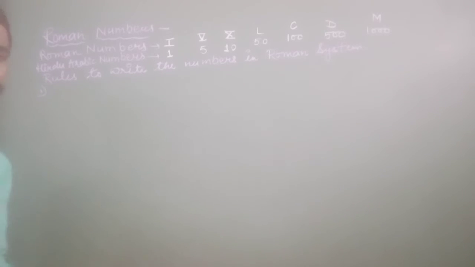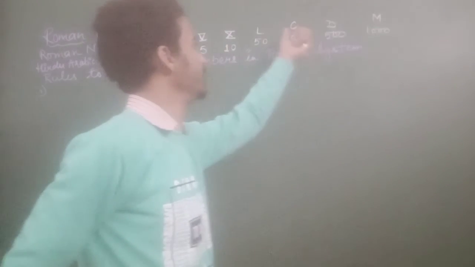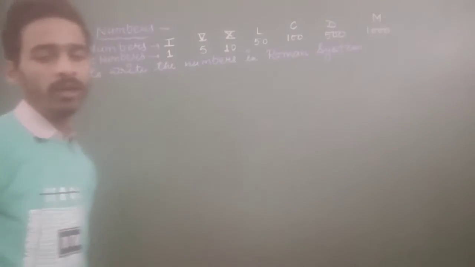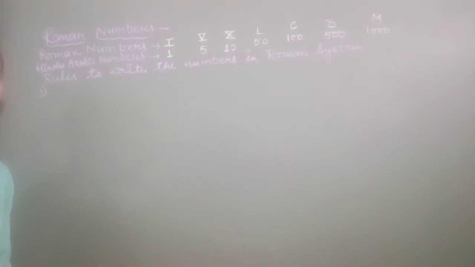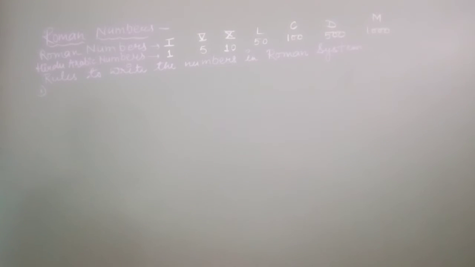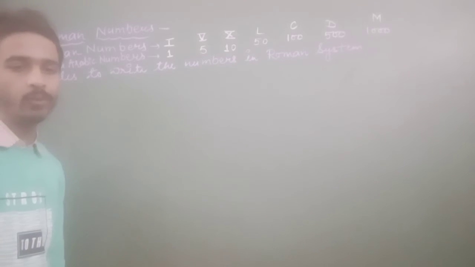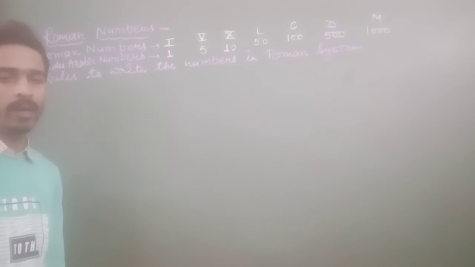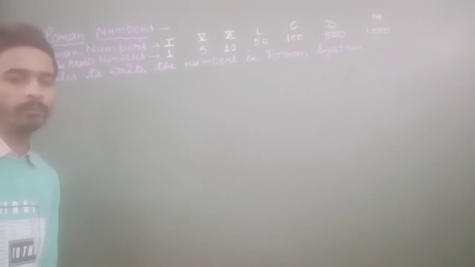The letters I, X, C and M can be repeated but not more than 3 times. The letters V, L and D are never repeated, and the values of repeated letters get added.